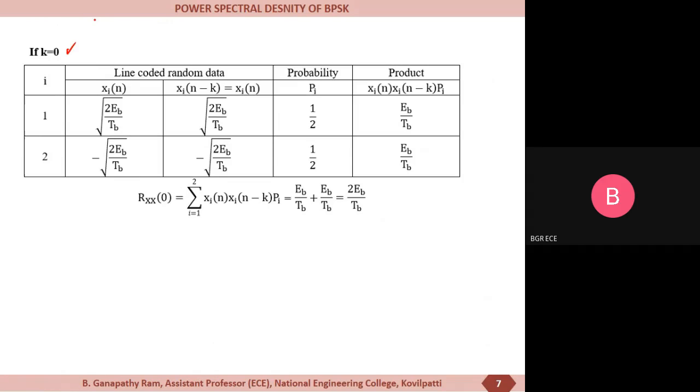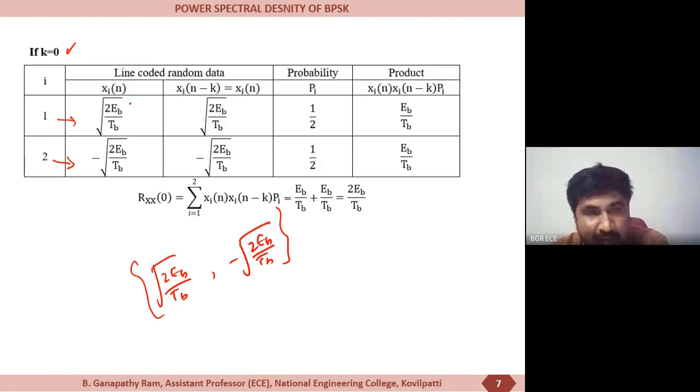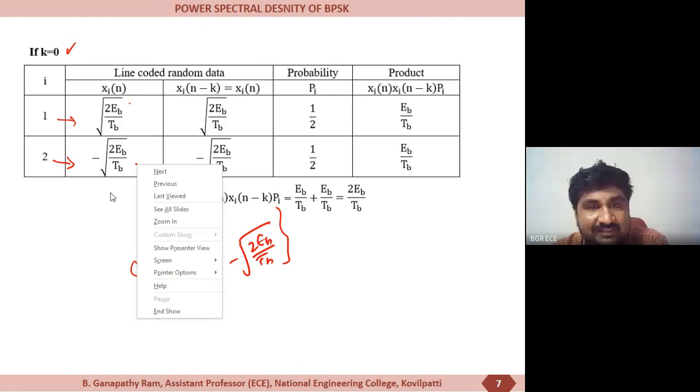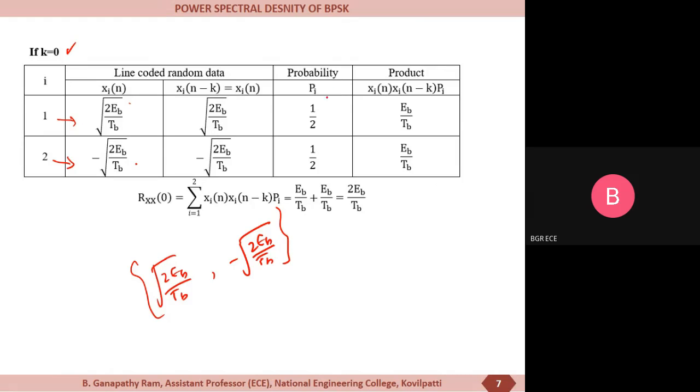Let us take k equal to 0. Xi of n will have two different values, that is plus square root of 2EB by TB or minus square root of 2EB over TB. These are the two different symbols. So if k is equal to 0, xi of n minus k will become xi of n. So there are two possibilities. If xi of n is square root of 2EB by TB, xi of n minus k will also be equal to xi of n. So xi of n has two possibilities, square root of 2EB by TB and minus square root of 2EB over TB. As there are two possibilities, the probability of these two will be 1 by 2 and 1 by 2. So the multiplication of all these will become 1 by 2 into square root of 2EB by TB.